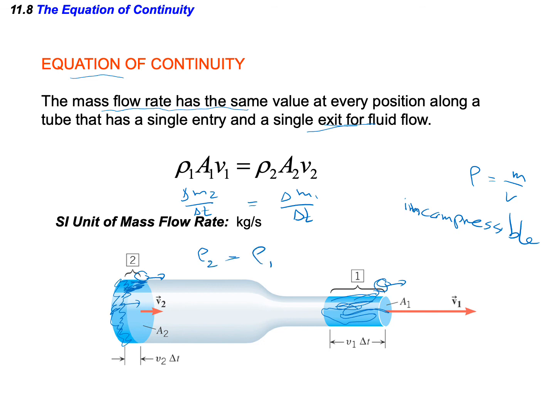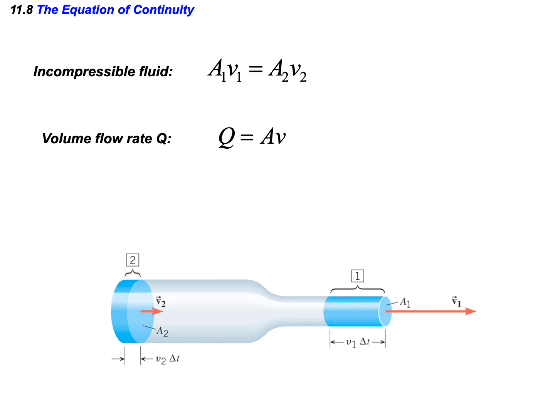So we can cancel these two, and therefore the area on one side and the speed of the fluid molecules on that side is equal to the area of the opposite side and the speed of the fluid molecules on the opposite side. The initial equation was rho 1 A1 v1 equals rho 2 A2 v2. V is speed or velocity, rho is the density, A is the cross-section area. So for incompressible fluids, these two are the same, so they cancel.